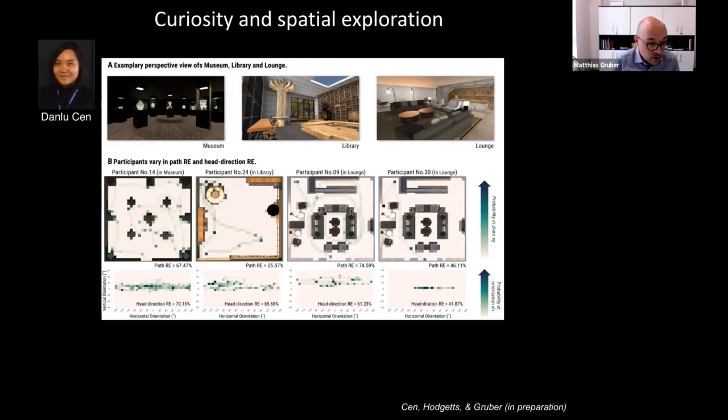And Dan-Lu came up with this clever idea to look at roaming entropy, basically seeing how much people explore these rooms in terms of space, but also how much they look around. So we have 2 different roaming entropy measures, one about space, the path roaming entropy measure, where you can see here basically in green, I don't know if that's clearly visible on the slides, where a participant walked, and then also head direction roaming entropy.